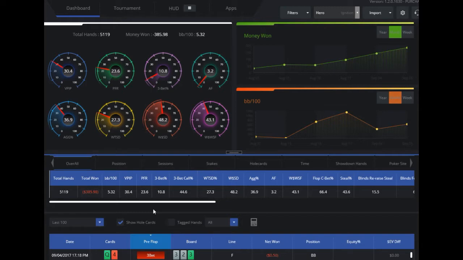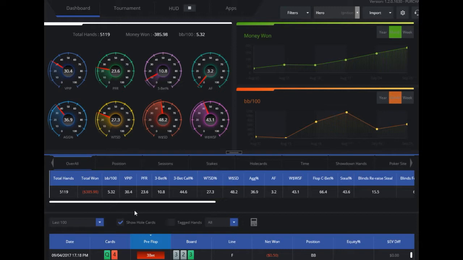VPIP overall, just generally you want between 21 and 28. If you're playing exclusively full ring, you can have it a little bit on the lower side of that, more towards 18 to 25, or even 17 to 25. So this is 30, so it's a little bit on the high side. So we know probably this person's playing a few too many hands, and again, with this kind of analysis, you can play a little bit outside of the range and still be profitable just as much as you can play within the range and not be profitable.